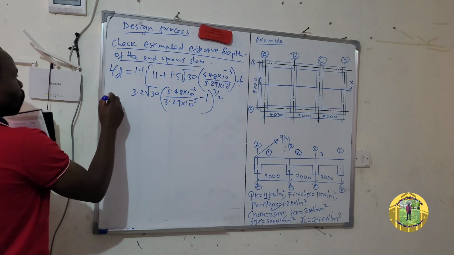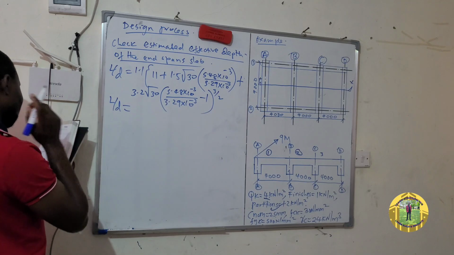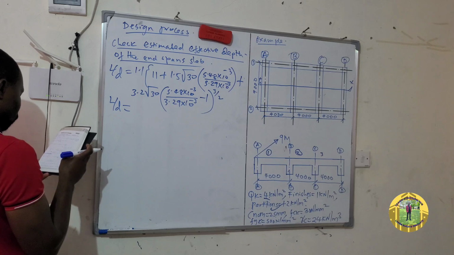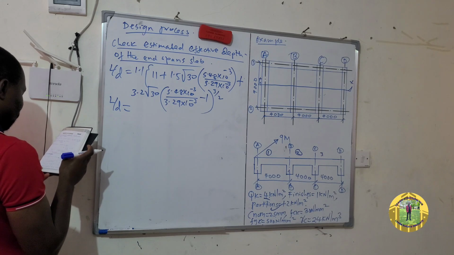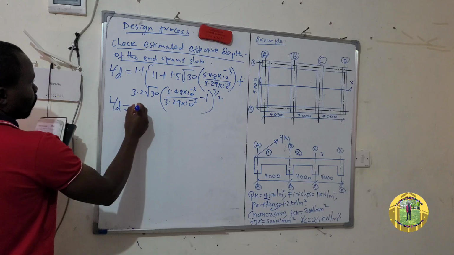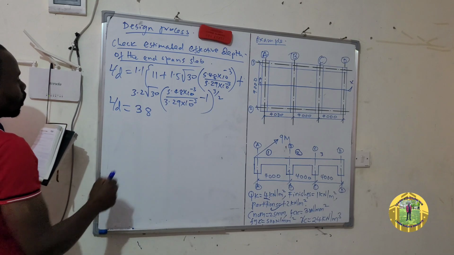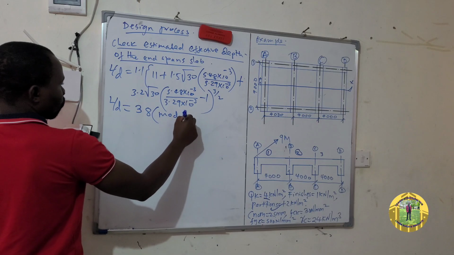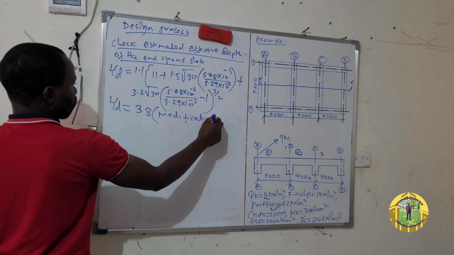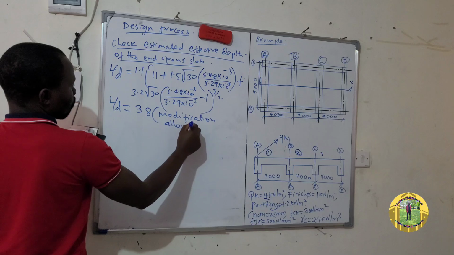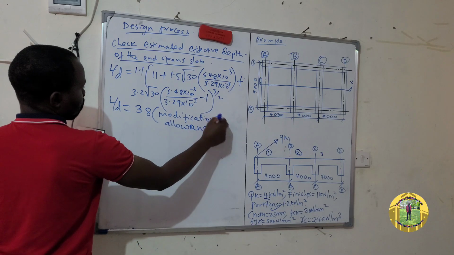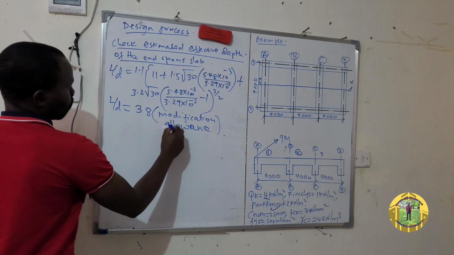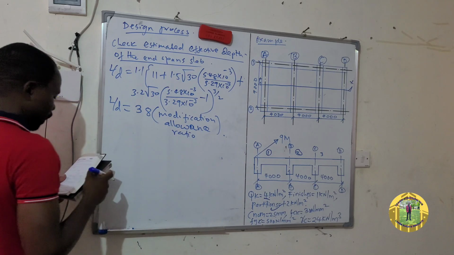So if you punch your calculator, you'll get L over D is equal to 38. So this is what we call the modification allowance ratio.